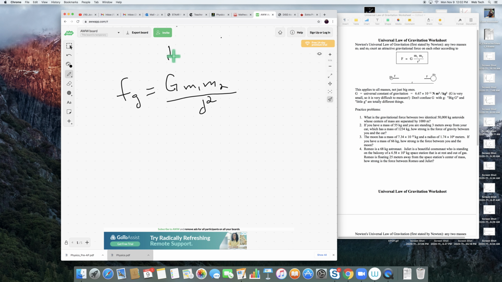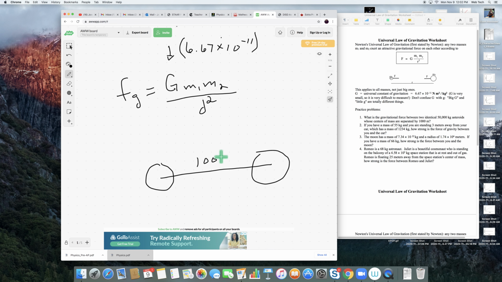This is a constant. It's given to you: 6.67 times 10 to the negative 11. That's scientific notation, y'all. So let's do this. I have a practice problem here. If you look to the right of my screen, what's the gravitational force between two identical 50,000 kilogram spheres that are separated by a distance of 1,000 meters?